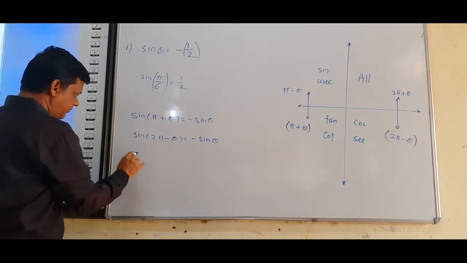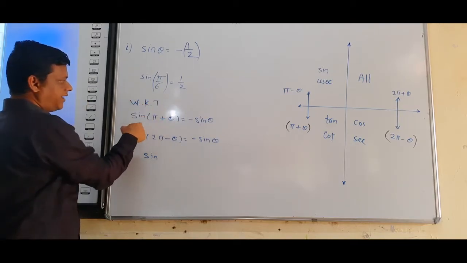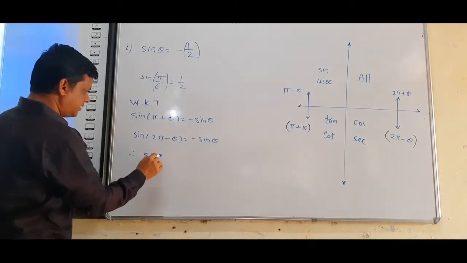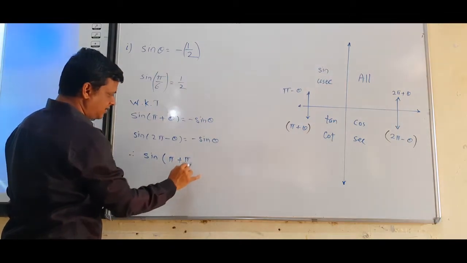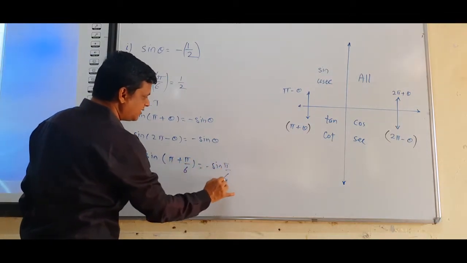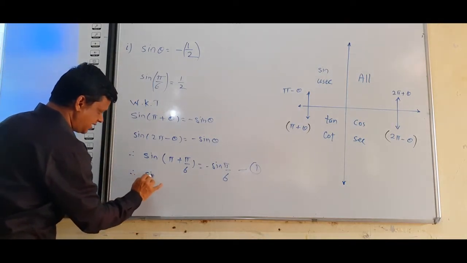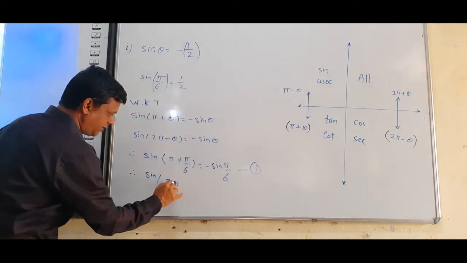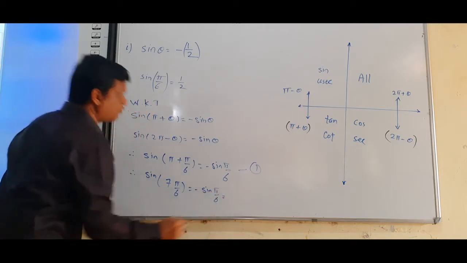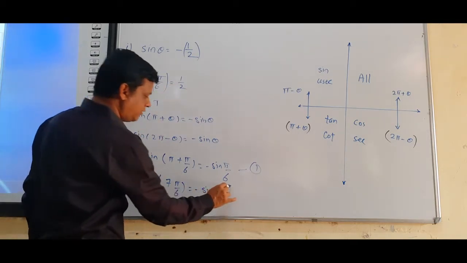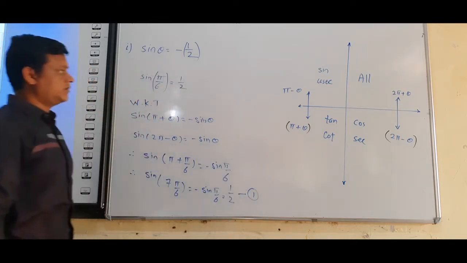So we know that sin pi plus theta equals minus sin theta. Therefore sin pi plus, in place of theta we replace pi by 6, is equal to minus sin pi by 6. After calculating, you can write sin 6 pi plus pi, that is 7 pi by 6, is equal to minus sin pi by 6, which is minus 1 by 2. We note this as equation number 1.